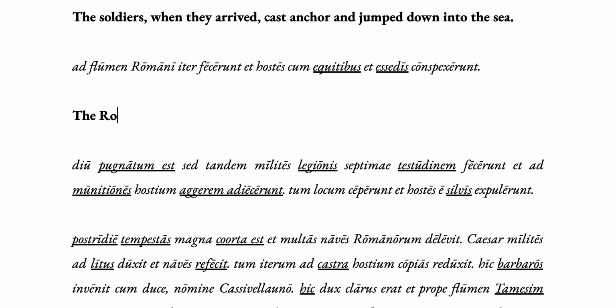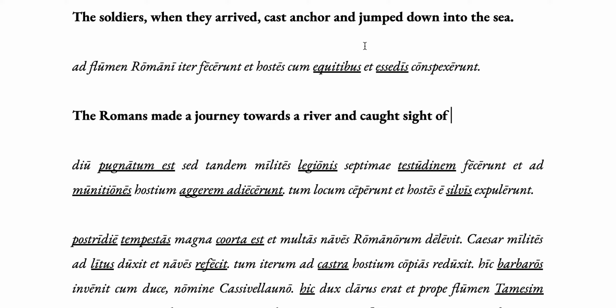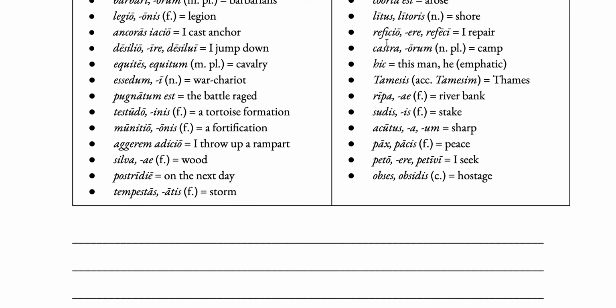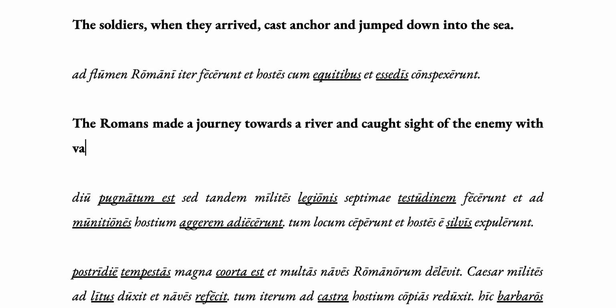So the Romans made an iter, that means a journey, ad flumen, towards a river, and they conspexerunt, and caught sight of, and the object is hostes, the enemy, cum equitibus et essedis. That means with equitibus are cavalry, and an essedum is a war chariot. So with cavalry and war chariots.